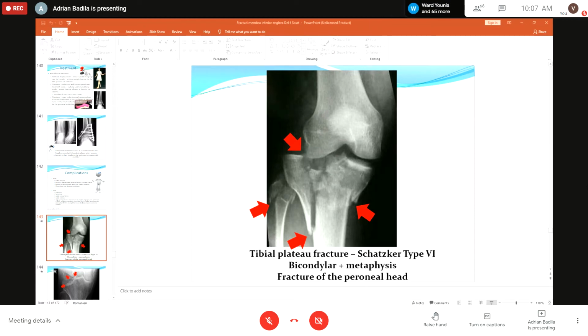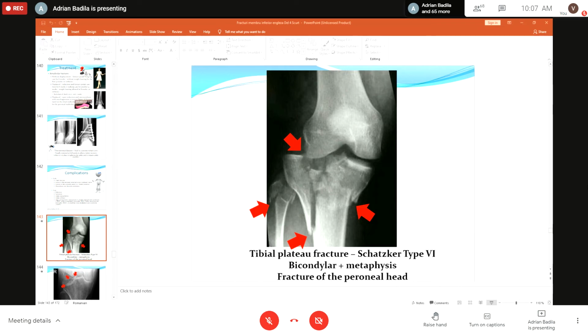So this is a fracture of the tibial plateau. It's a Schatzker type 6 fracture. Why? Because we have a fracture on the lateral plateau. This is the split. This is the depression. This is the articular surface. It should be here, not here. We have another split fracture on the medial plateau, and we also have a fracture of the peroneal head here.